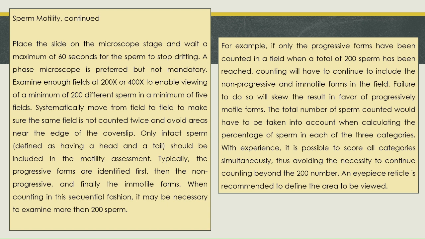The total number of sperm counted would have to be taken into account when calculating the percentage of sperm in each of the three categories. With experience, it is possible to score all categories simultaneously, thus avoiding the necessity to continue counting beyond the 200 number. An eyepiece reticle is recommended to define the area to be viewed.